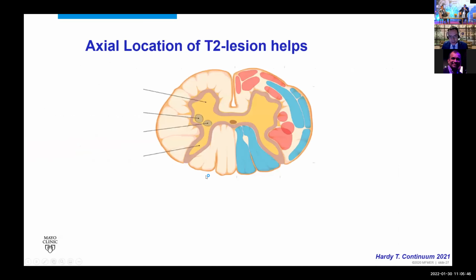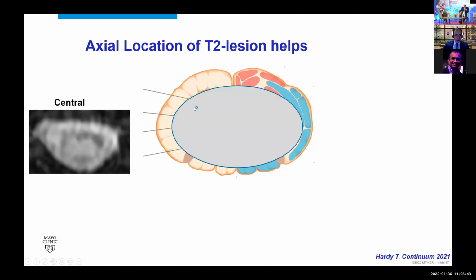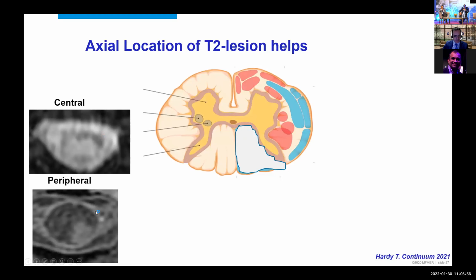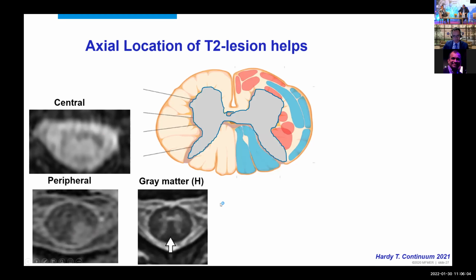The axial location is also important. Here we can see an example of a central lesion within the cord that we typically see with neuromyelitis optica, for example. Here we see a peripheral lesion. Here we can see a lesion typical of MS involving the dorsal columns on the left. Here we can see a more central gray matter lesion. We'll talk a bit more about this later.